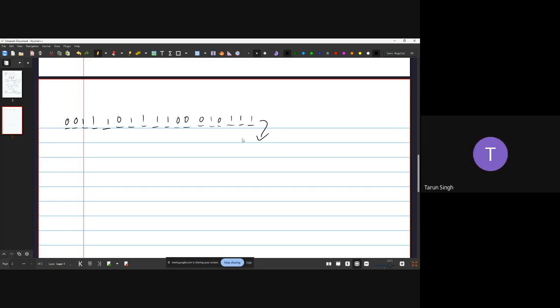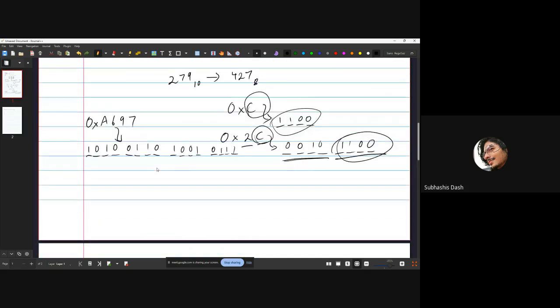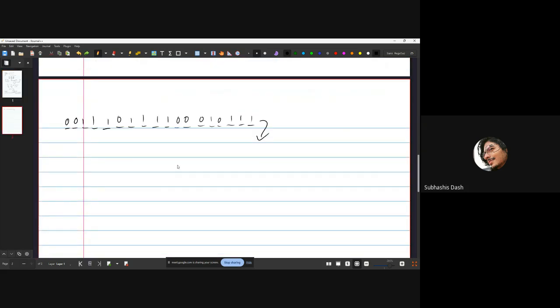How many digits, I'm asking, will the hexadecimal number be? Like over here, we converted a 4-digit hexadecimal number into a 16-digit binary number. So I'm asking, how many digits will the hexadecimal number be for this one? 5. That is correct.